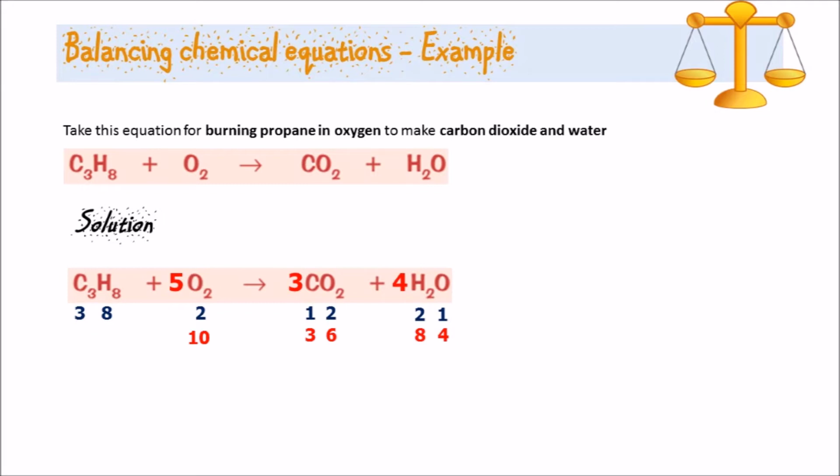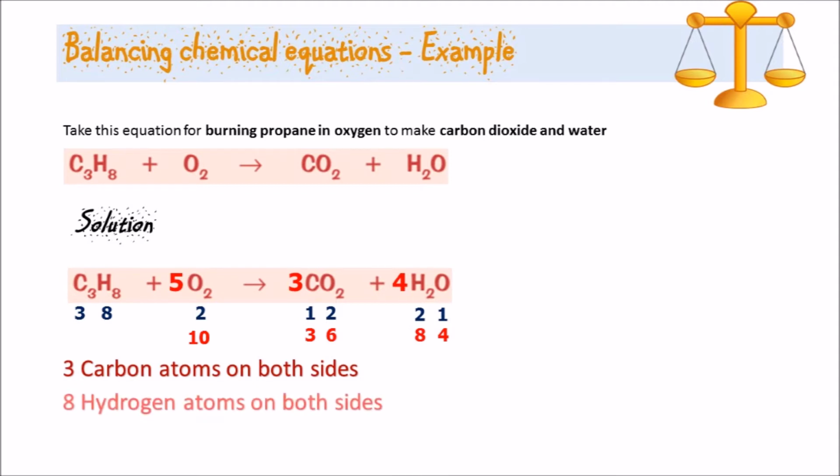So on both sides, we can see that we have 3 carbon atoms. Good, check. For the hydrogen, we have exactly 8 and 8. Correct, that's done. And lastly, for oxygen, we have 10 and 6 plus 4, which is 10. And that's it, guys. This is literally how you balance chemical equations.